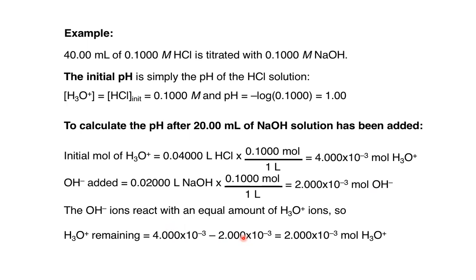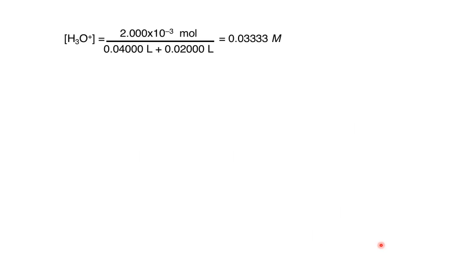So for every hydroxide that we add, it will react with 1 hydronium, removing it from solution, making water, which means that we'll end up with a remaining number of moles of hydronium as being 2 times 10 to the minus 3 moles of H3O+. Then from that, we can get the concentration of H3O+ remaining. So that's going to be 2 times 10 to the minus 3 moles over the total volume of the solution now. So it's no longer just 40 milliliters. It's now 60 milliliters or 0.06 liters, because we have added 20 milliliters of our sodium hydroxide solution.